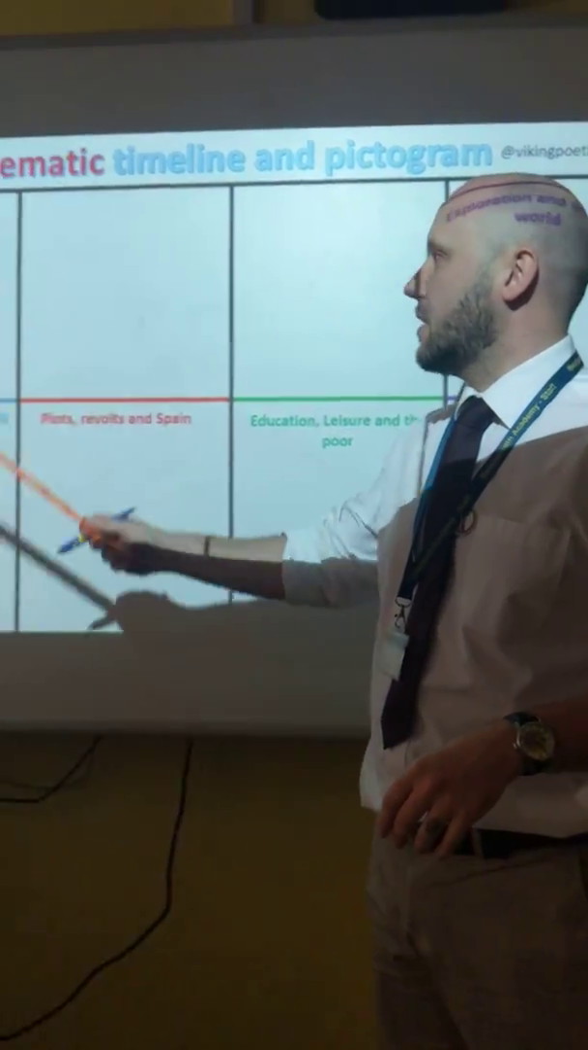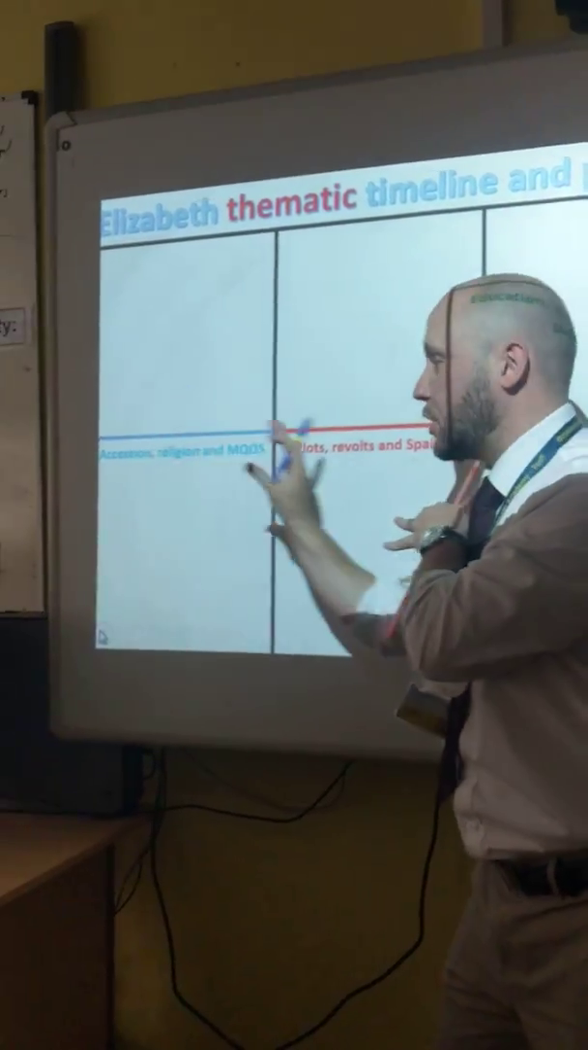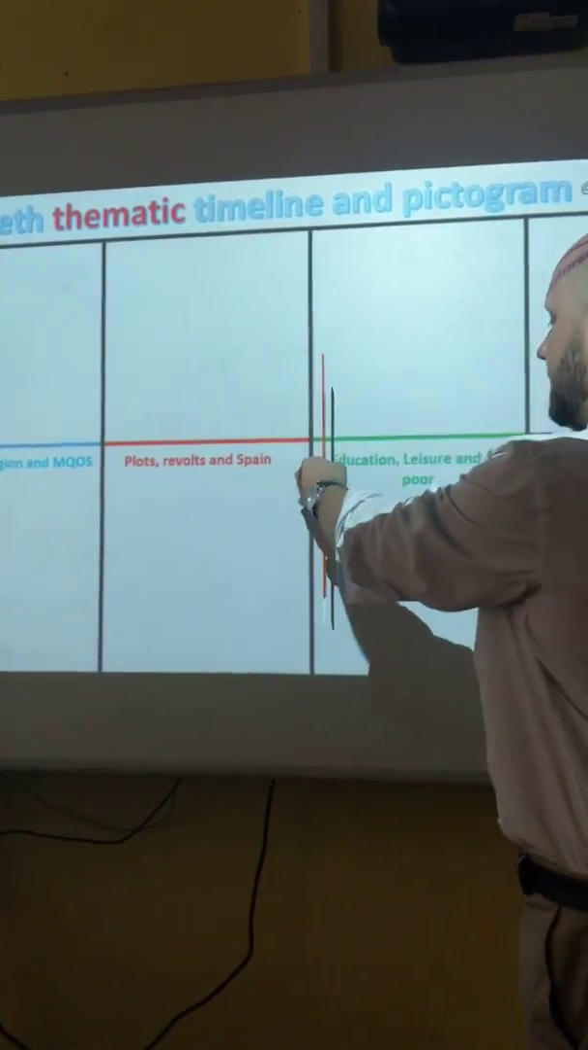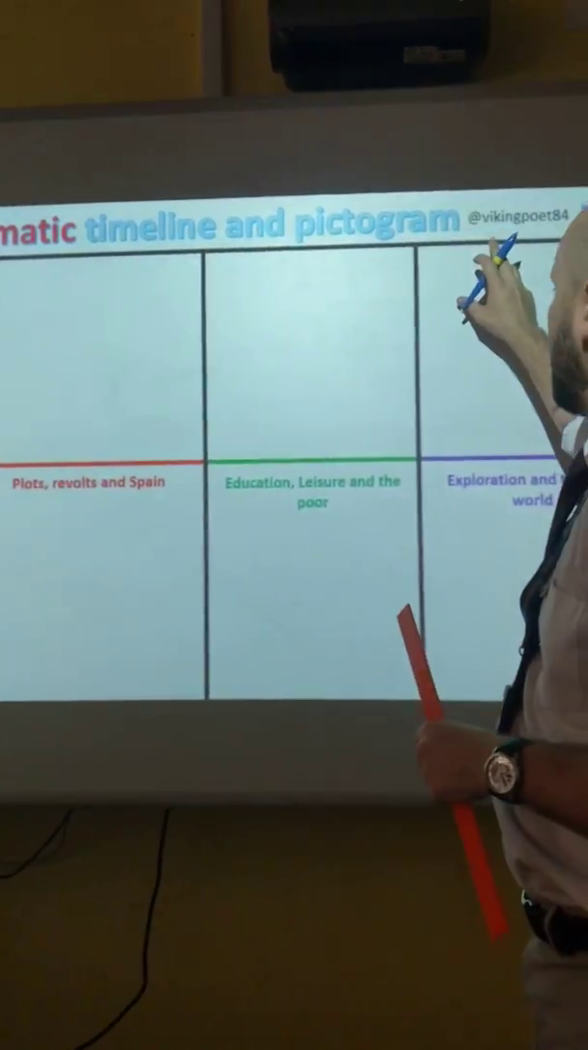Okay, welcome to an Elizabethan thematic timeline. So this is a timeline by ideas. This bit's actually chronological, and this bit is more kind of ideas focused here. So it's visual, and it's by me, Mr. Mack-Poole.